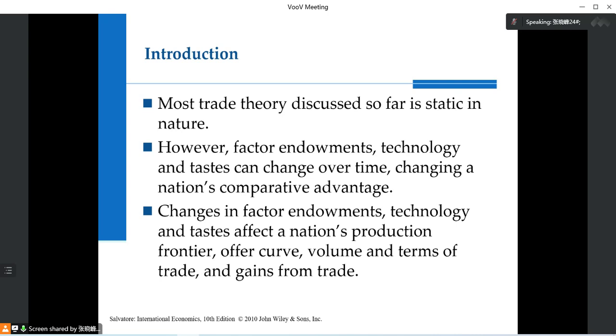and further influence the nation's international trade. Also, changes affecting factor endowments, technology and tastes affect a nation's production frontier curve, volume, terms of trade and gains from trade. Yes, the terms of trade. We have learned it in our previous class, and I gave a detailed explanation on the terms of trade and the gains from trade.